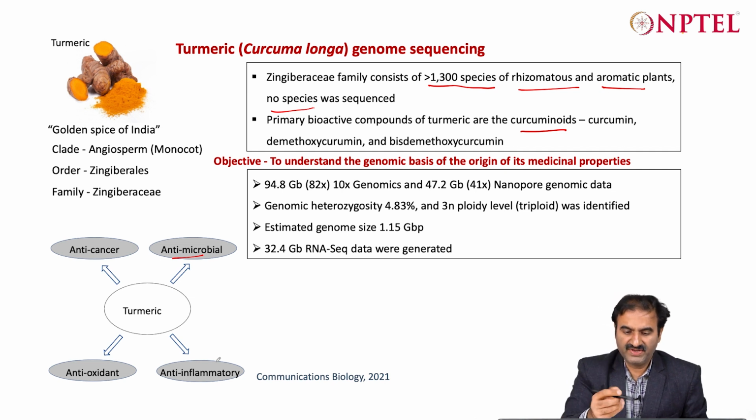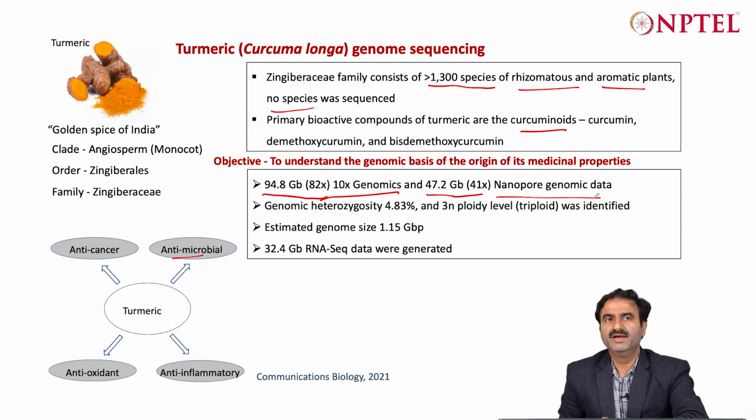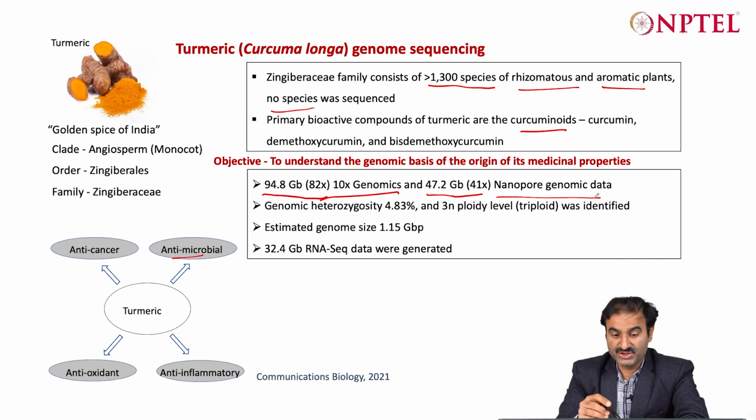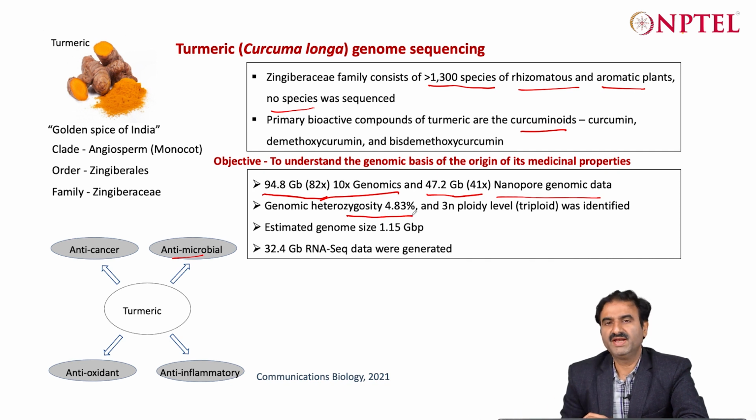In terms of numbers, 82x or 94 GB of 10x Genomics data was generated, because the genome size was something like 1.33 billion base pairs, and 47 GB or 41x of nanopore genome data was sequenced. Generally 25x or more nanopore data is the bare minimum you should generate, and this was almost 2 times that. The genome heterozygosity was also higher, so having more data is better. It was a polyploidy case, a triploid, which was identified and also proved computationally and experimentally.